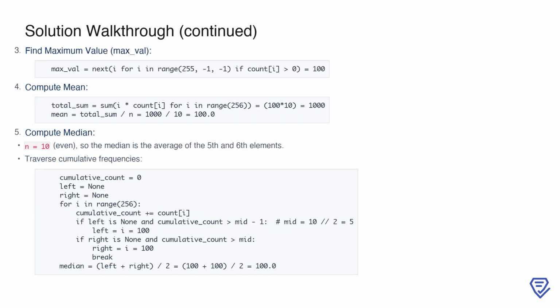The mean for this distribution is straightforward to compute. Since all 10 data points are at index 100, the total sum is 1000, and dividing by the total number of elements gives a mean of 100.0. For the median, since n is even, the median is the average of the fifth and sixth elements. As we traverse the cumulative frequencies, we identify that both the fifth and sixth elements fall at index 100. Thus, the median is calculated as the average of these two indices, which is 100.0. This reinforces the concentrated nature of the data.